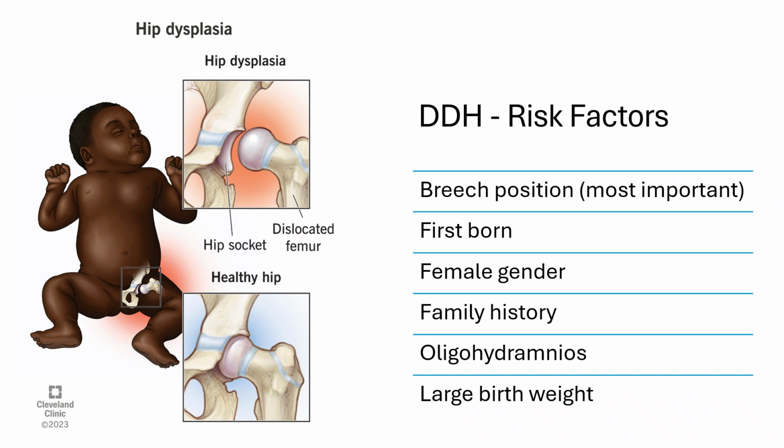These risk factors frequently cluster together, creating cumulative effects. A firstborn female in breech position with oligohydramnios represents extremely high risk and warrants immediate, thorough evaluation. Understanding these patterns helps you allocate your screening attention appropriately while recognizing that DDH can occur in any infant, making systematic examination techniques essential for all newborns.